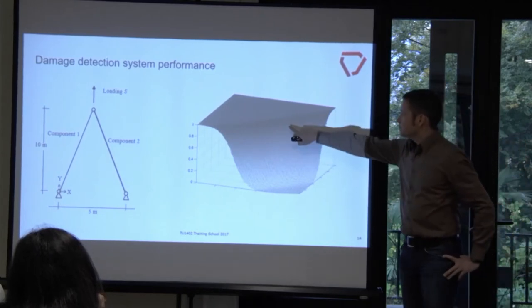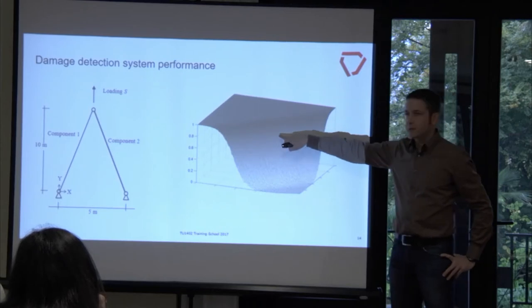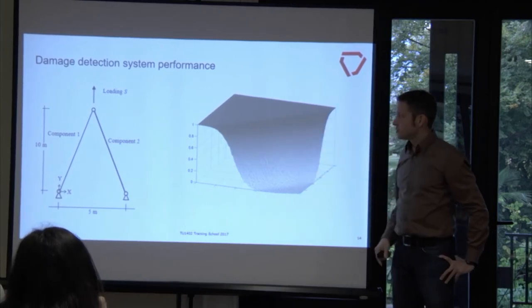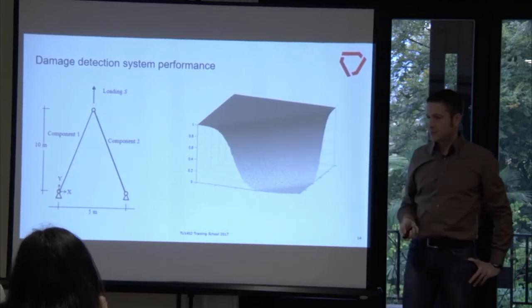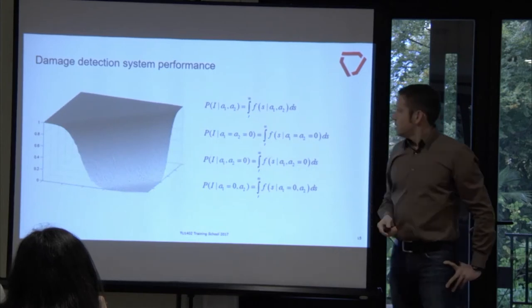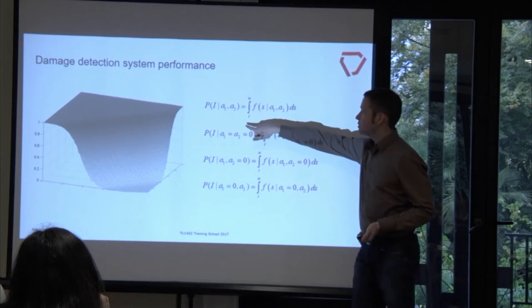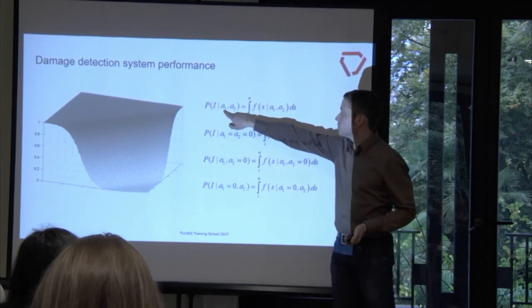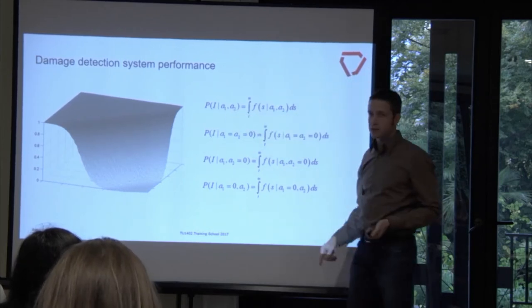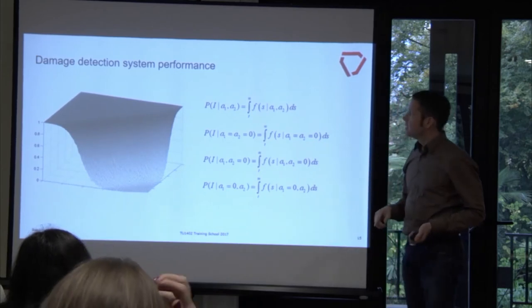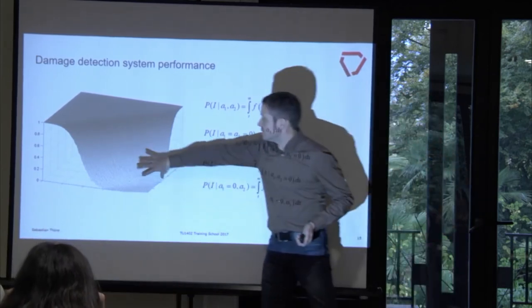But if both components are damaged, then the probability of indication will be higher. So that's why we have this surface here, and it may look like this. So what we need is to establish the probability of indication in dependency of A1 and A2 associated to the two components. So that's basically all the points in here.